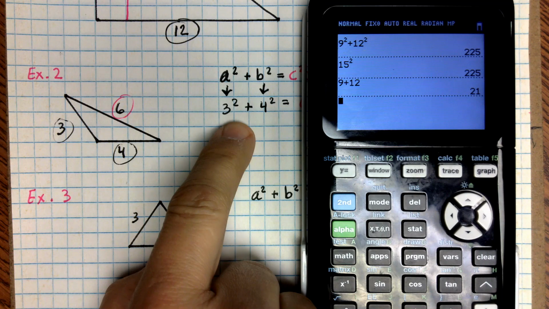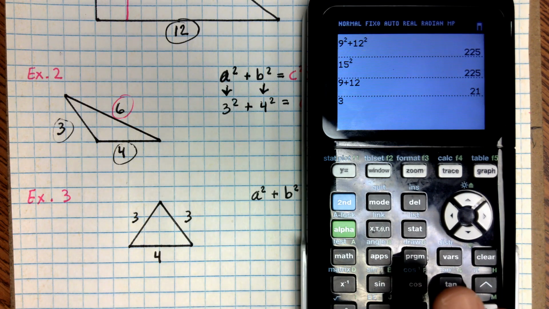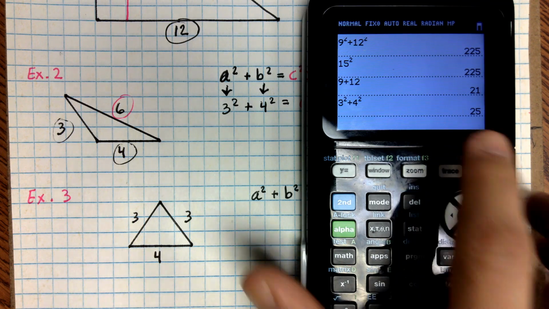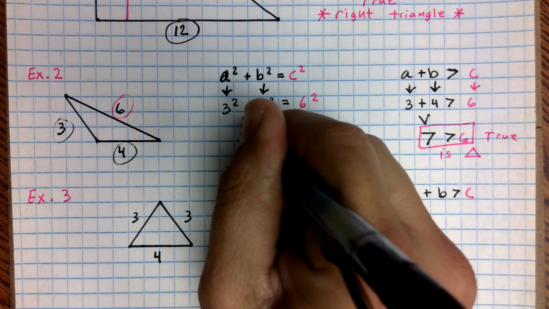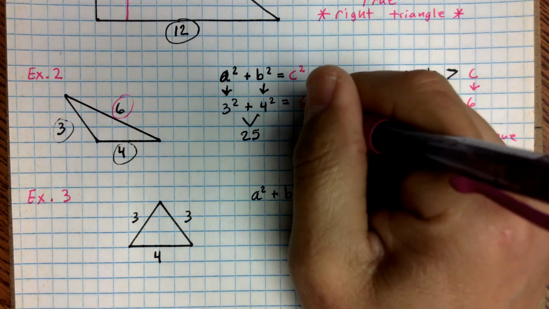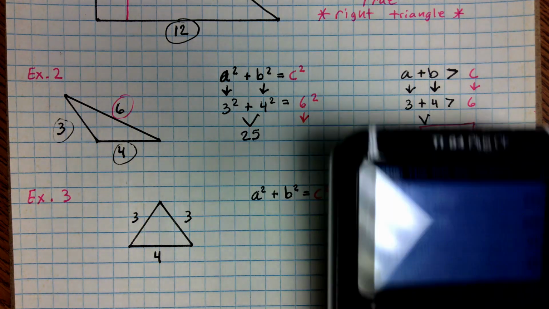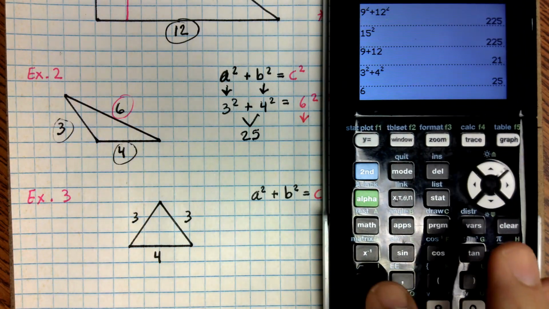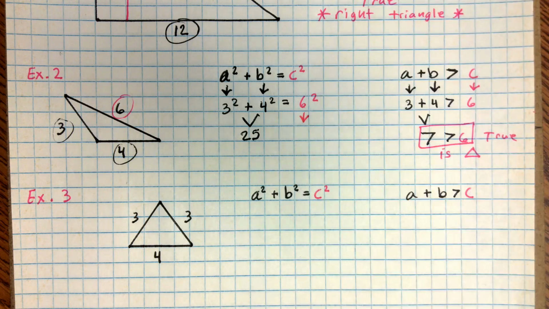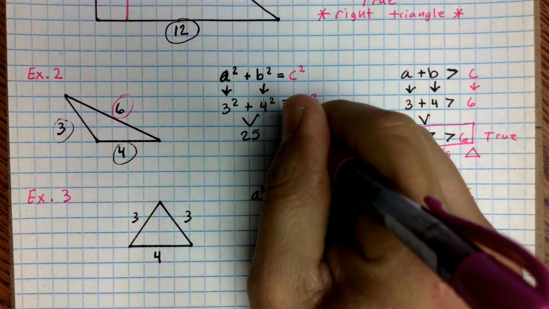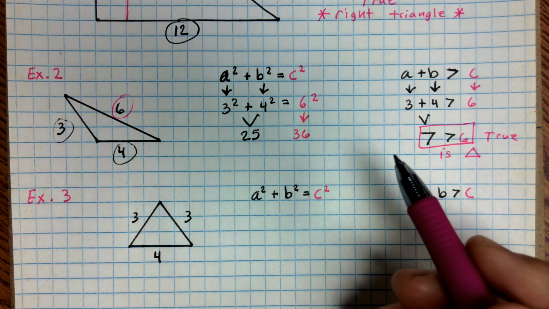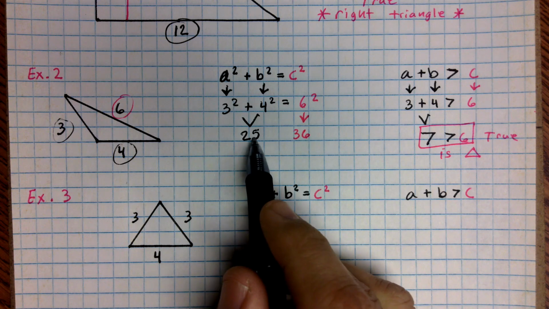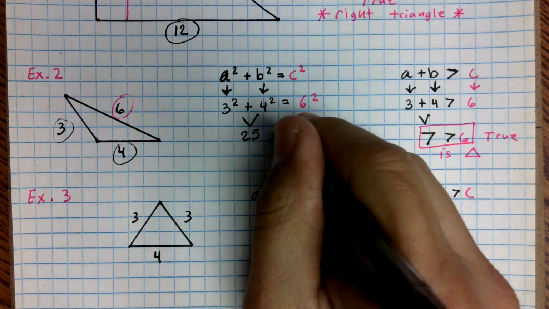So let me type in what's on the left side of the equation first. I got 3 squared plus 4 squared, and it gives me 25. And now I'm going to go ahead and determine what is c. So I'm going to evaluate 6 squared, and it gives me 36. So I'll go ahead and write that down. Now notice I'm not going to put an equal sign because these values are not equal to each other. And hopefully you realize that 25 is actually less than 36.